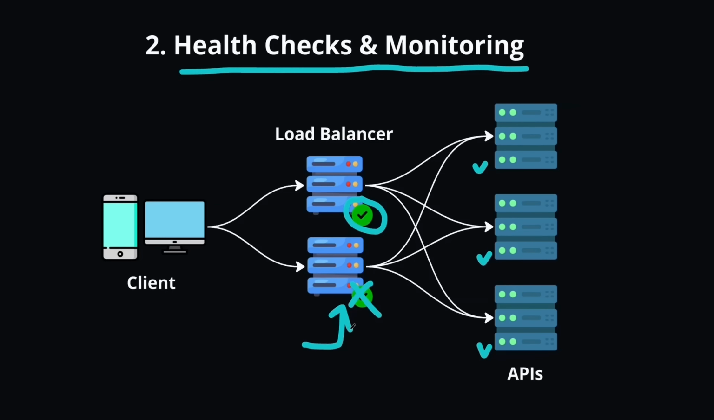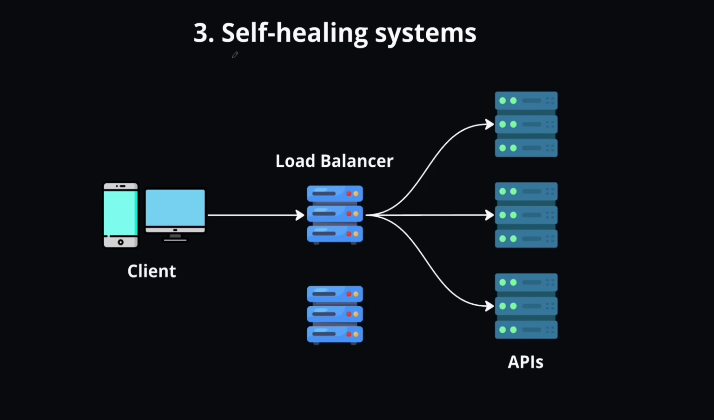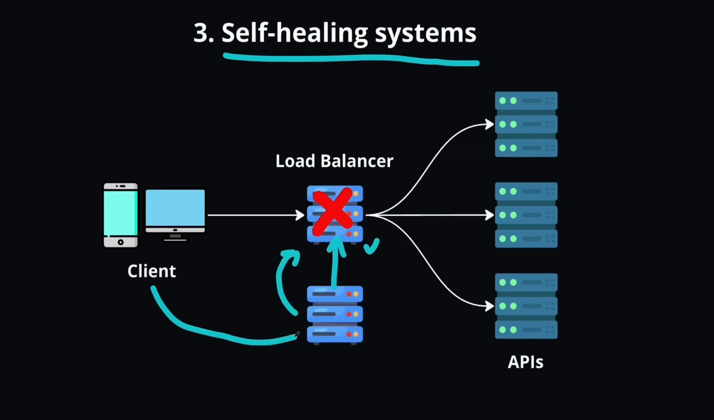And the third common type is self-healing systems, which means that we again monitor the health of our load balancer, and if at any point we detect that it goes down, we will replace it with a new load balancer, which is basically an instance of this same load balancer, and this way we won't cause any interruptions and our clients will be able to connect to this new load balancer.